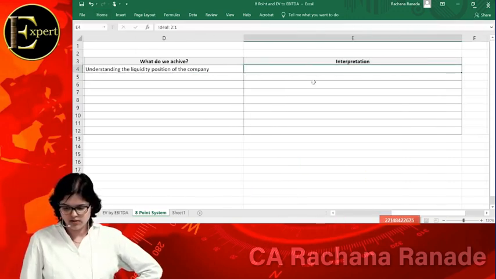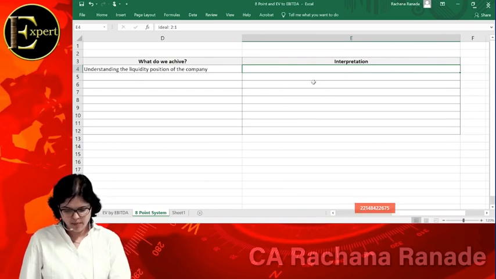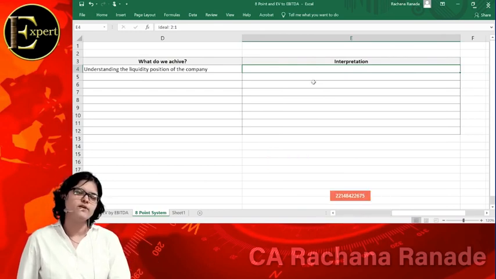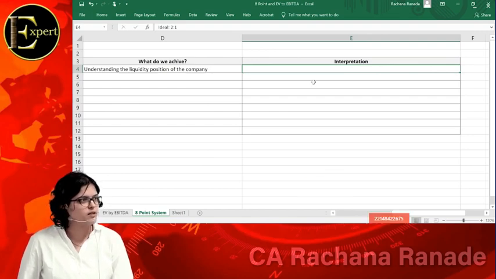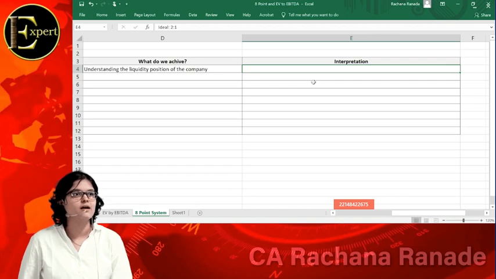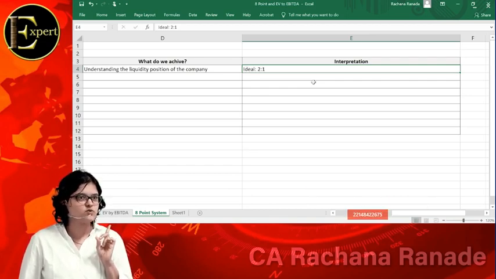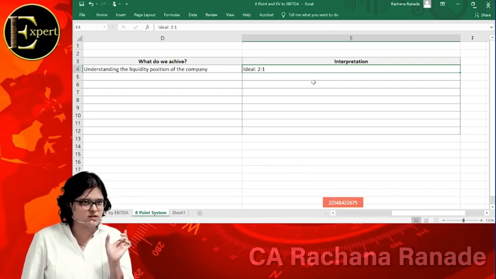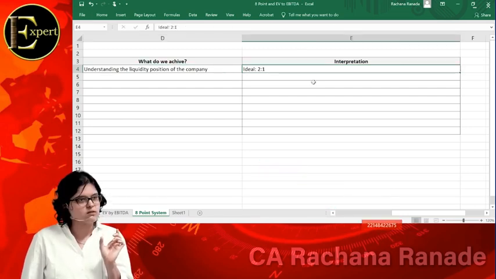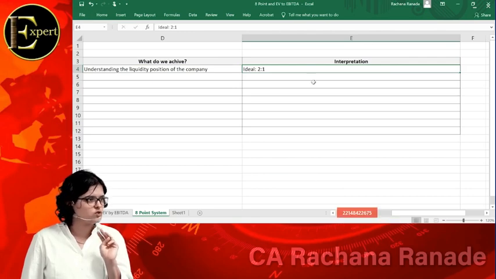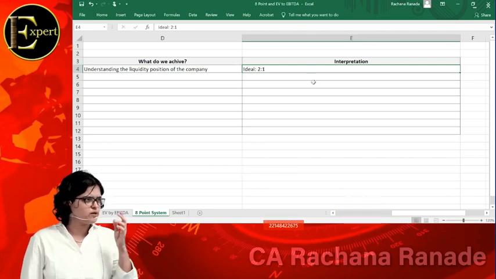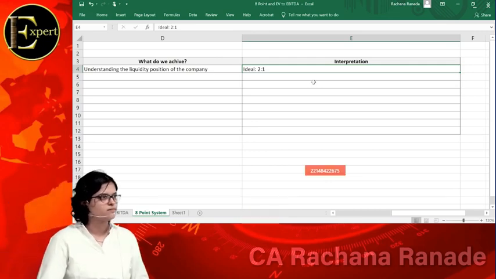Okay, wait. First we'll try to understand both. Liquidity position agreed. But if you remember, what was the interpretation? Okay, we understand liquidity, agreed. But then how can I use it for my analysis? How fast can it generate cash? How do you define how fast? 2:1. That is what we had discussed. Ideal is 2:1. If you are falling short of space, you can combine the third and fourth column together. What can we achieve, or the interpretation part?